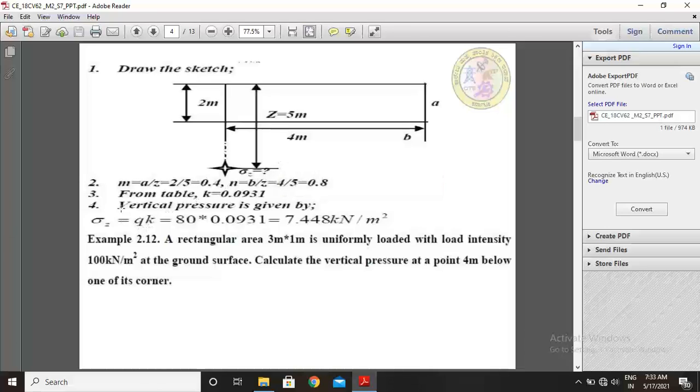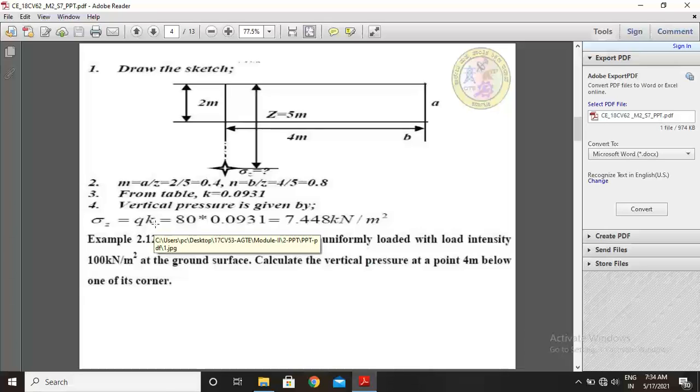Similarly, the same steps: m equal to A by z. You calculate the m value. A is here, this is A, this is B. 2 by z is 5, so 0.4, and n equal to B by z. Here B is 4, z is 5, so the answer is 0.8. Next, from the table, referring with respect to the m and n values, we are getting k equal to 0.0931.